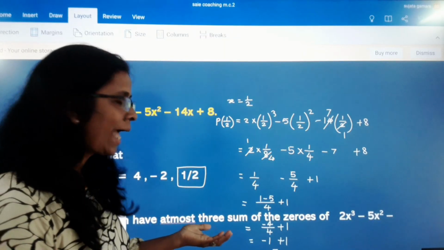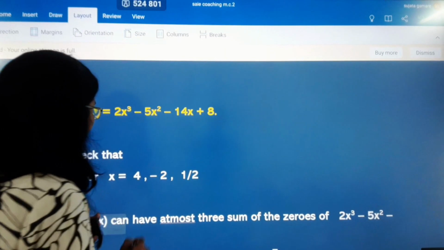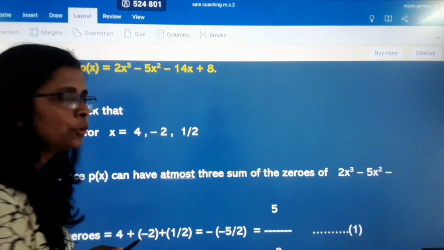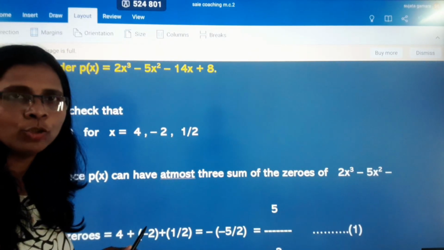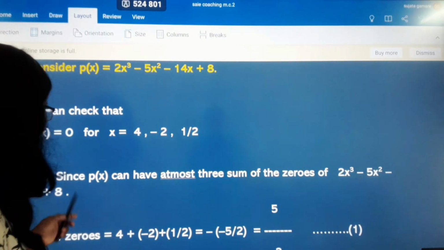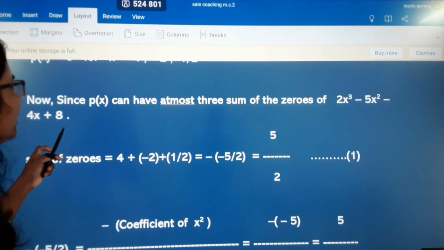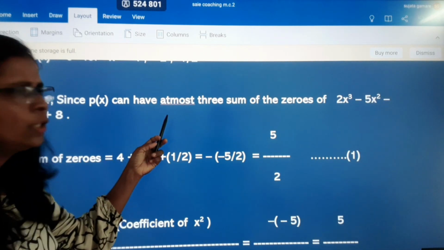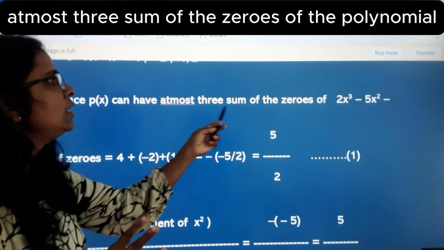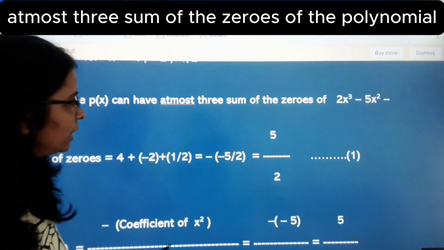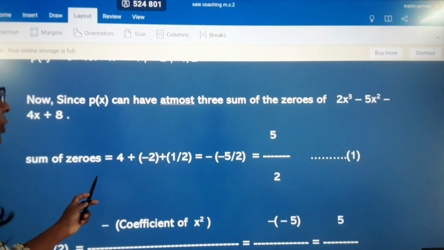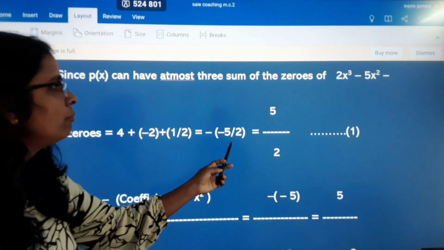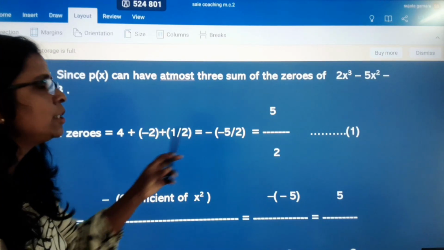So this way, at these values, that is x equal to 4, minus 2, and 1 upon 2, we get the zeros of the polynomial. Okay. So now here, we know that this is a cubic polynomial, so at most 3 zeros. First, the sum of the zeros: 4, minus 2, 1 upon 2, which will be equal to minus of minus 5 upon 2.